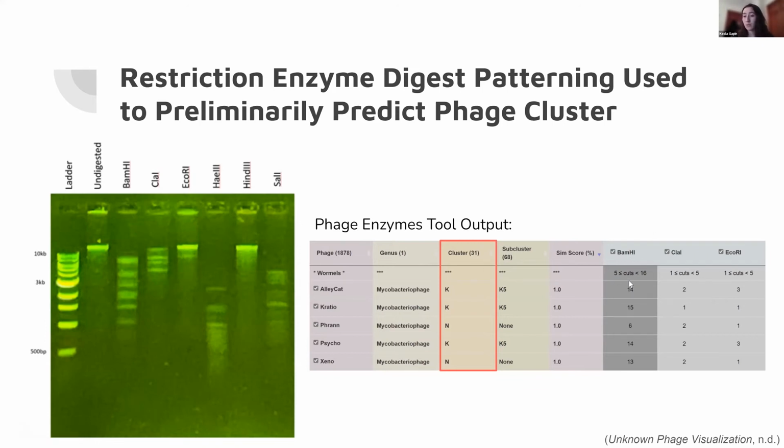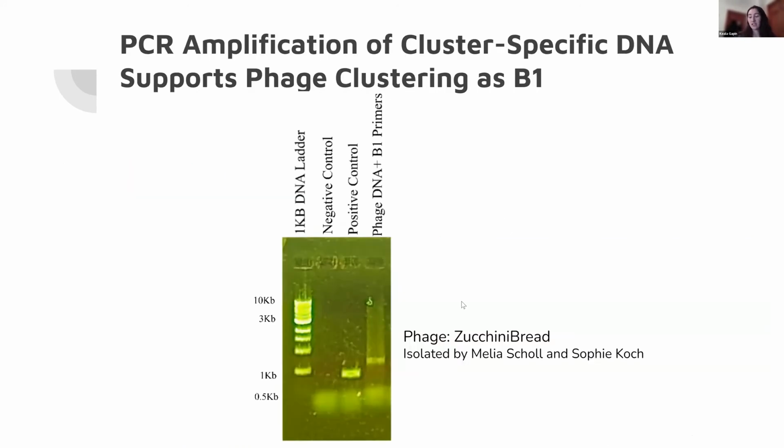And so we put this setting here where we look at phages that were cut between 5 and 16 times by BamHI, and we get an output of phages that have already been archived and clustered with a similar number of cuts. And so from this, we started to determine that Wormels might belong to a K or N cluster. Now, this is a gel run not of Wormels, but of another phage called zucchini bread, isolated by Malia and Sophie this semester. And they predicted that it might belong to the B1 cluster.